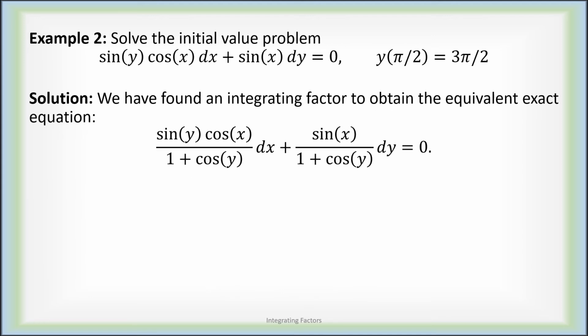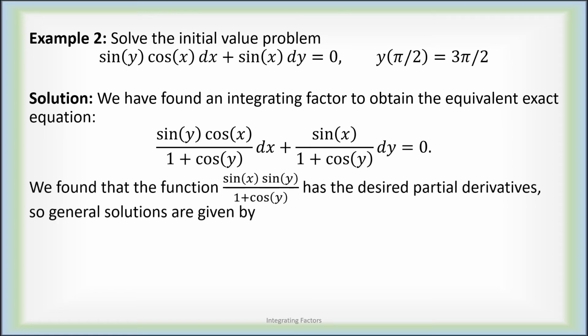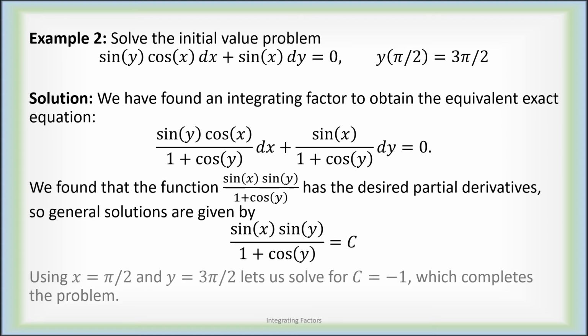Since we found an integrating factor, 1 over 1 plus cos y, we multiplied through and got this exact equation. We found that this function, sine x sine y over 1 plus cos y, has the desired partial derivatives, so solutions to this exact equation are given by setting that function to be a constant. And solutions to the exact equation are exactly the same as solutions to our original.